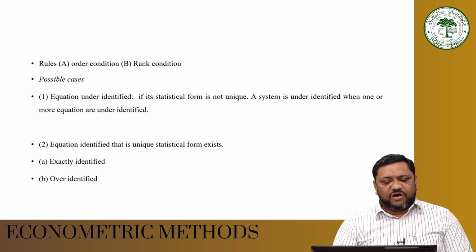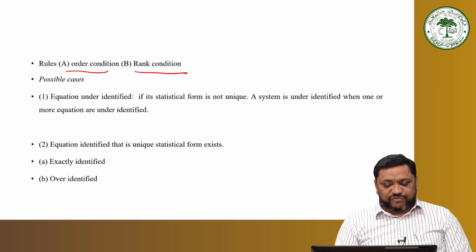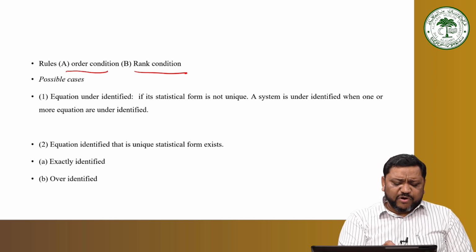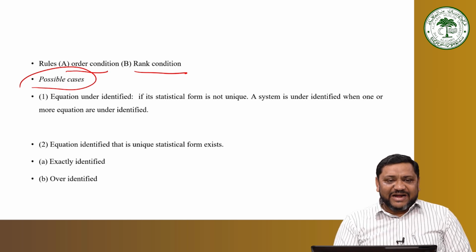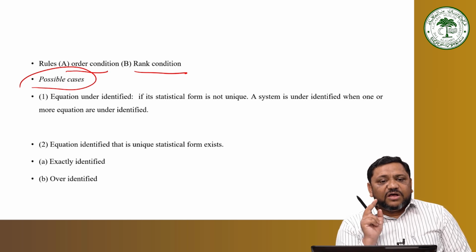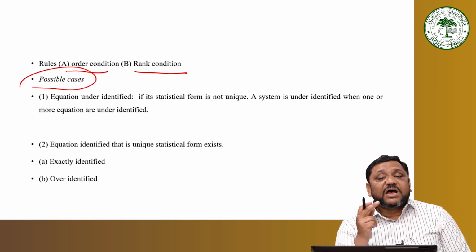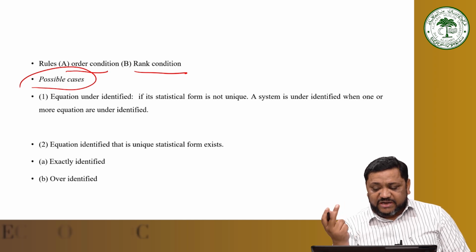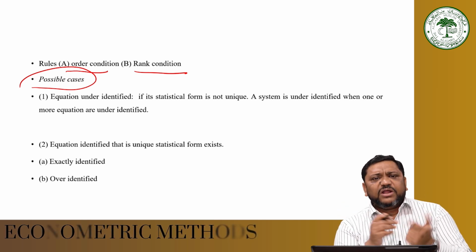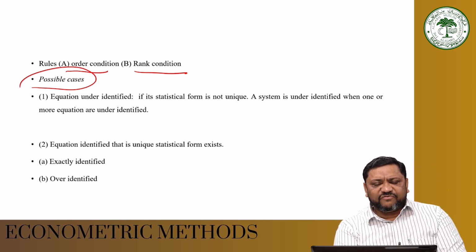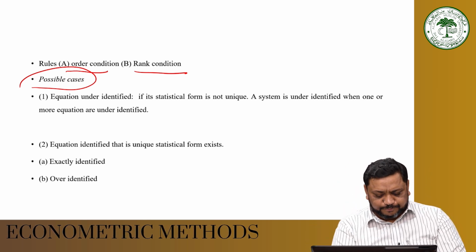So there are two rules of identification: the order condition and the rank condition. These are the two rules which are to be followed. Let us see what could be the possible cases. Equations may be under-identified. If the statistical form is not unique, then a system is under-identified. A system is under-identified when one or more equations, or all the equations, or even at least one equation is under-identified. The moment it is, the entire system of equations becomes under-identified.